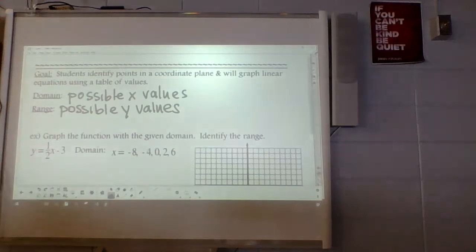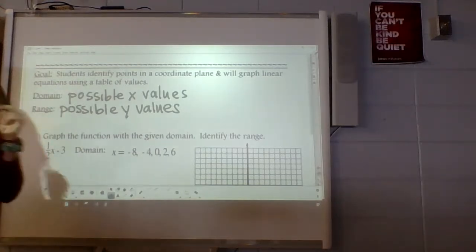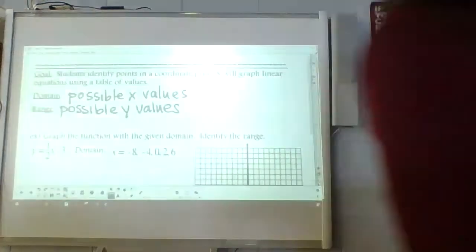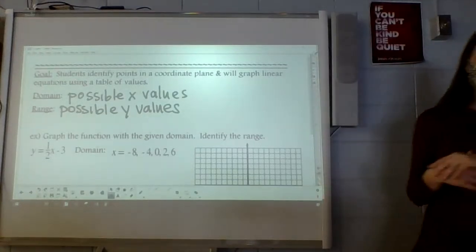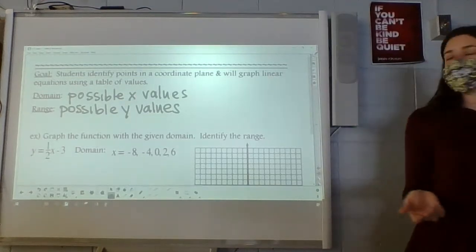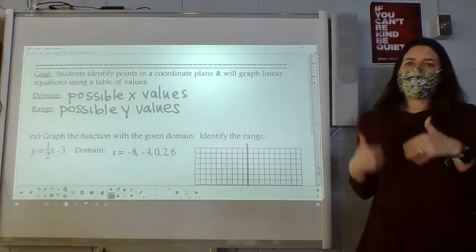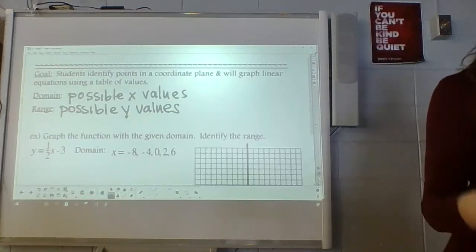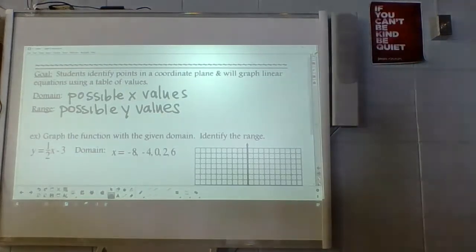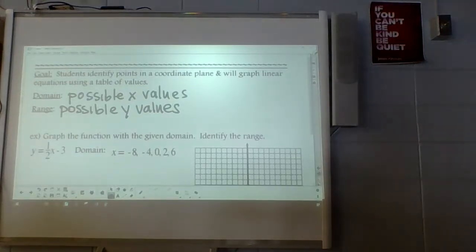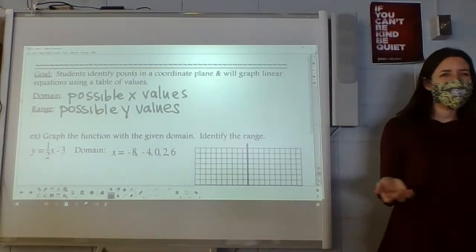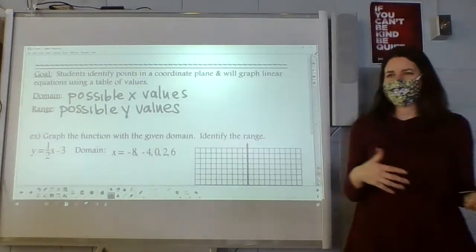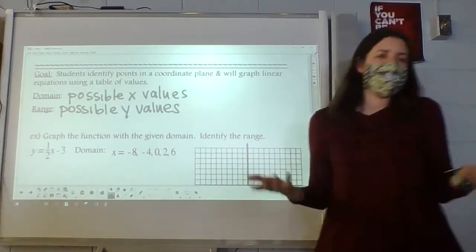Now where this comes into play most often is when we're setting up a graph or doing a word problem. If I'm doing a word problem about how many hours you slept last night, I would ask, what possible values should we talk about in terms of the number of hours you slept? Would it make sense to talk about negative hours? No, so that wouldn't be part of the domain, because I don't know how you sleep negative hours.